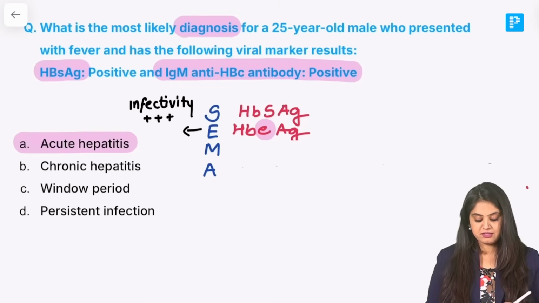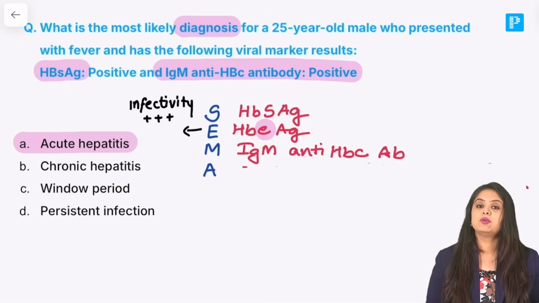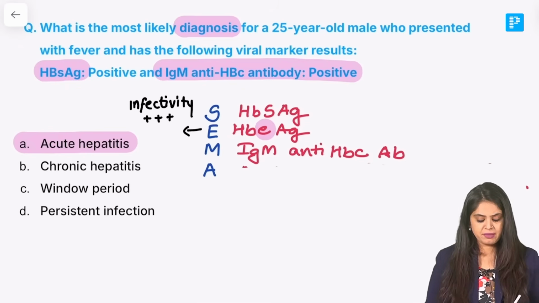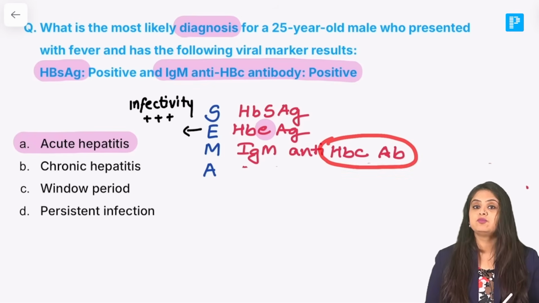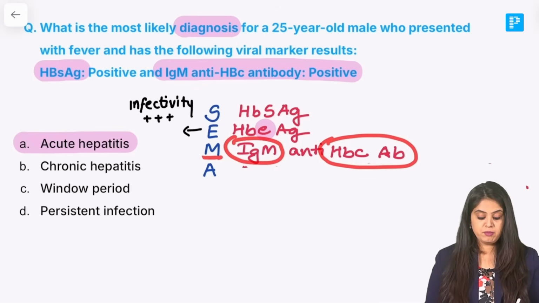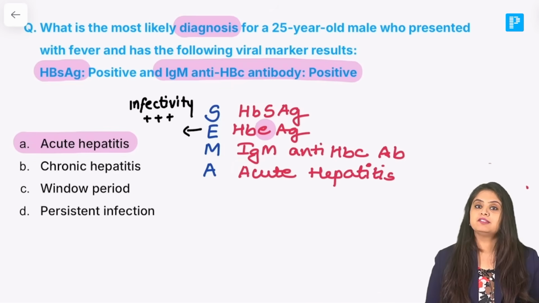The next thing is that we will see one antibody, and that antibody is the IgM type of anti-HBc antibody. Now, why am I seeing antigens of everything but antibody of the core antigen? Because core antigen as such does not come out in the blood. It will never be positive in the blood. But the antibody of this anti-HBc, IgM type, will be positive, and because it's IgM, that makes it acute hepatitis.